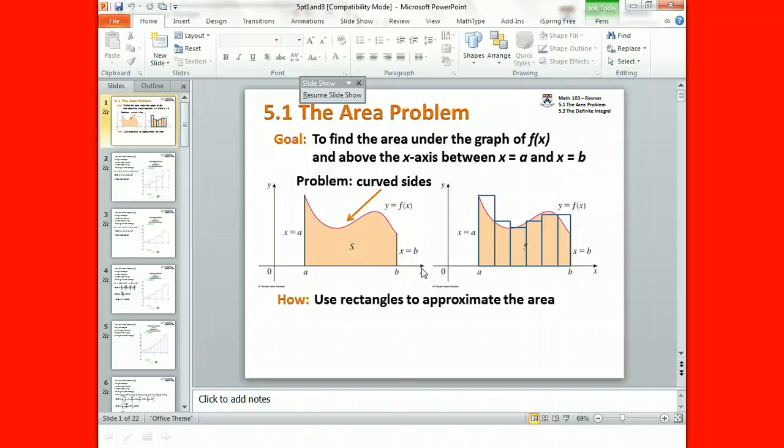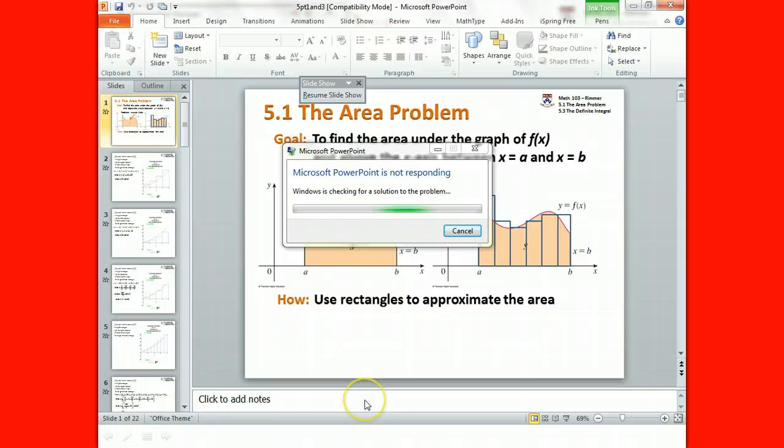I don't have to reboot all the way, thank God. I just have to get rid of this program and get back on. It's actually going to reboot itself.